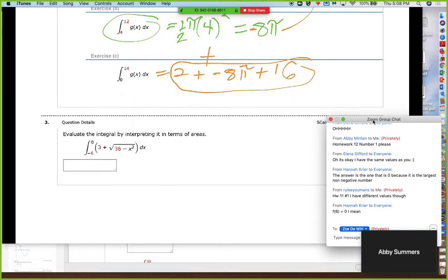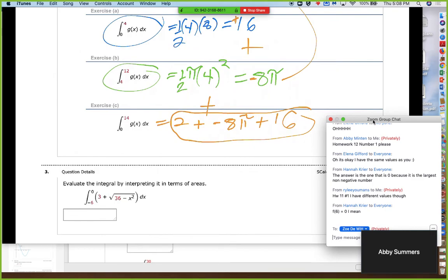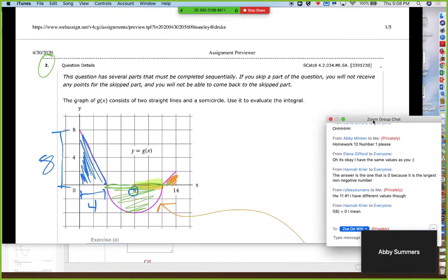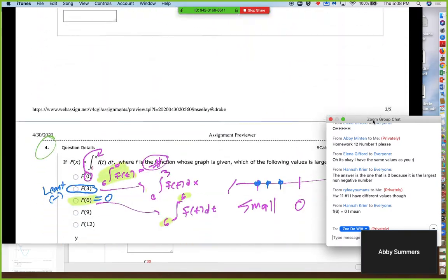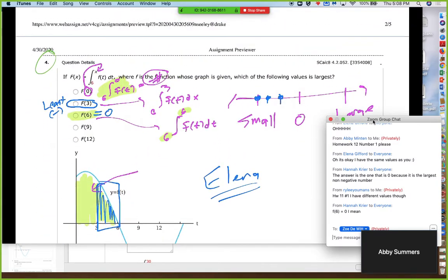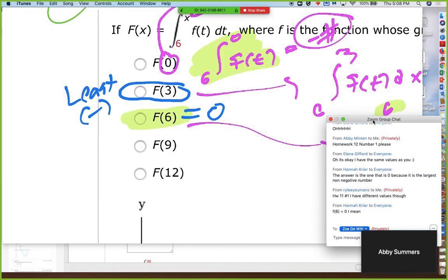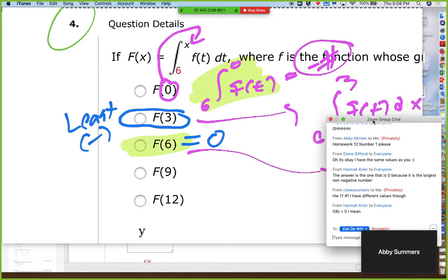All right, Hannah, yours is f of 6 equals 0. Which one were you looking at, Hannah? What problem was that? Oh, the answer is the one that is 0 because it is the largest non-negative number. Yeah, I forgot, we had 0 as one of our answers, didn't we? Thanks, because these were all negative. So I was saying the largest negative. Thanks for pointing that out, because this one from 6 to 0 was negative, flipped it up.